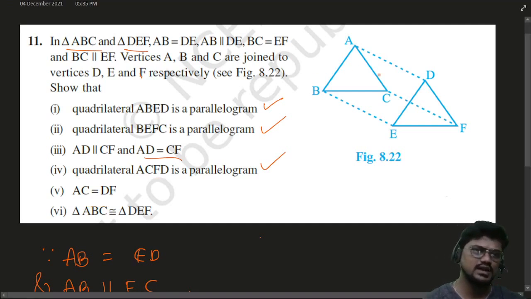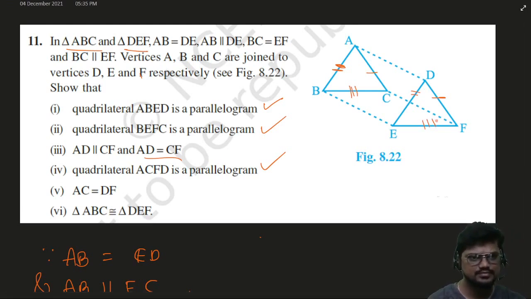See, we have already done that. ACDF is also a parallelogram, so this AC will be equal to this. AB is already given as equal to BE, and this is equal to this. So all the sides are equal. So the two triangles are congruent by which test? SSS test. Exactly. Is the whole sum clear? Yes, sir.